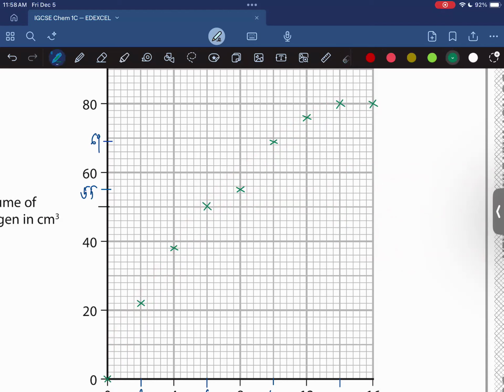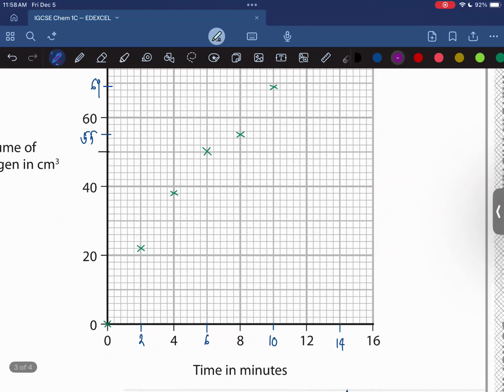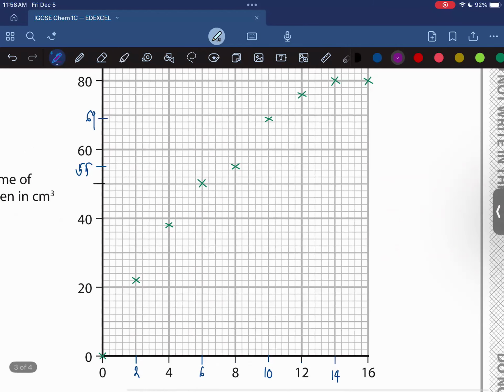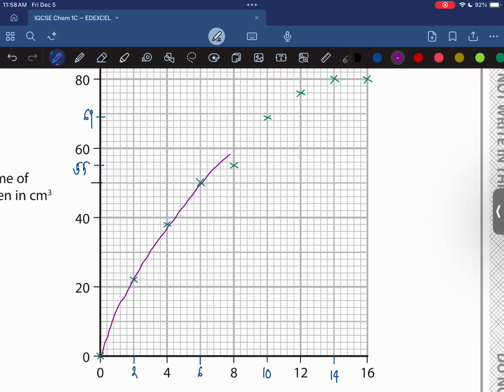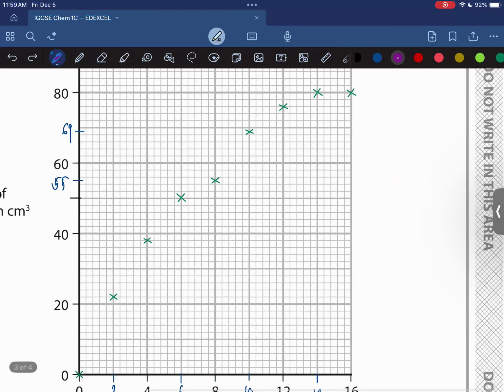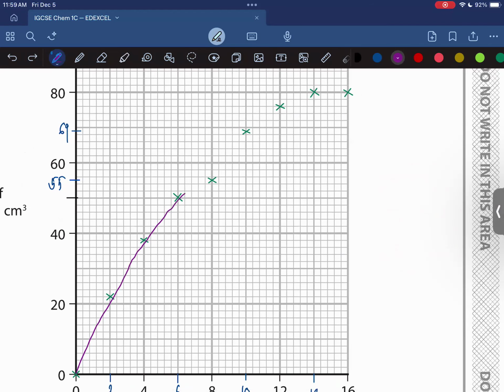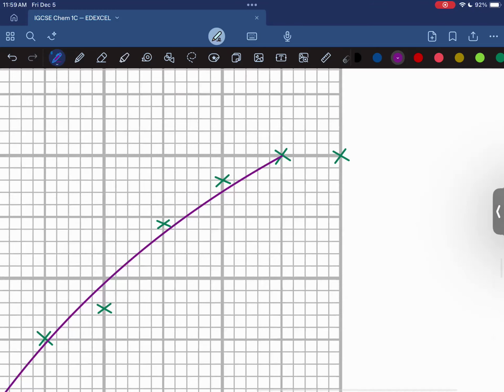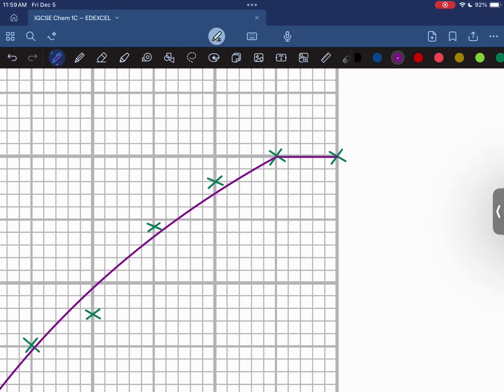Now let's just draw this curve. This is going to be a bit tough for me to draw. Okay, right? So something like this.